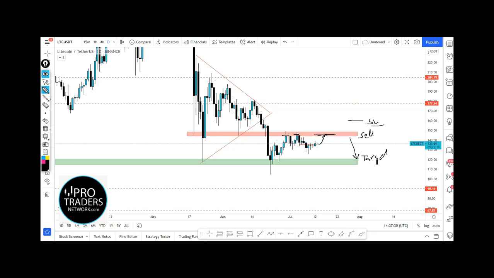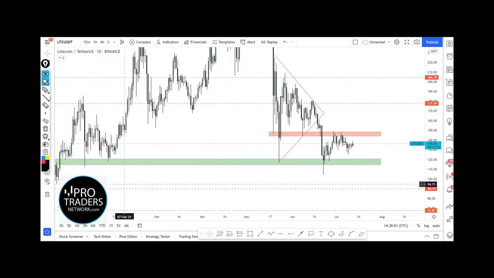The second thing that can happen is we don't get any rejection candle, and instead we get a breakout. If we get a breakout, it will send this higher toward this area and further toward this area. So the first thing is to see the rejection, and it will send lower. The second thing that can happen is a break above, retest and continuation toward the upside.